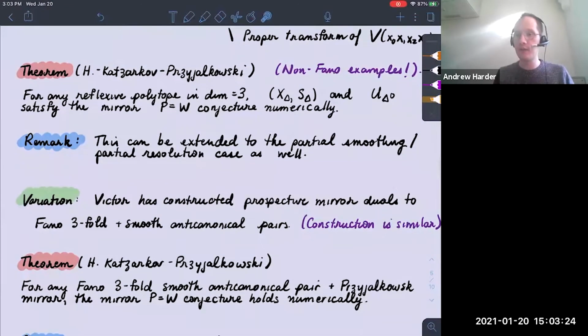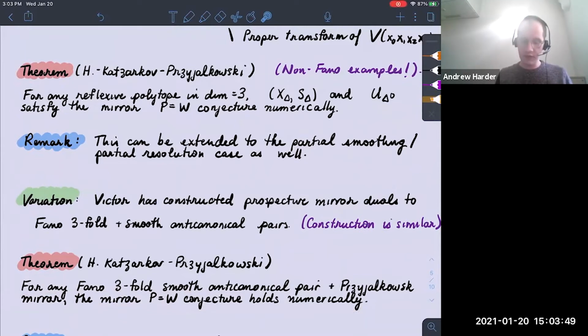So you can check in those cases. So for any Fano threefold with a smooth anti-canonical divisor, you can build a thing using Victor's method here, which is expected to be mirror to that Fano threefold, and you can verify that the mirror P equals W conjecture holds numerically in those cases as well. So you get some sort of interesting phenomena coming up here.